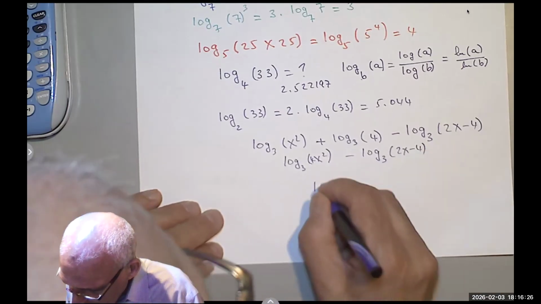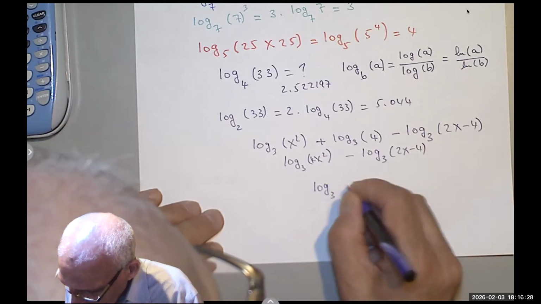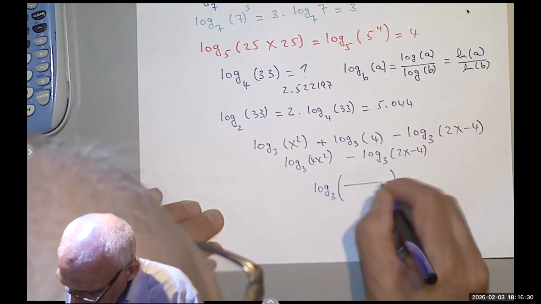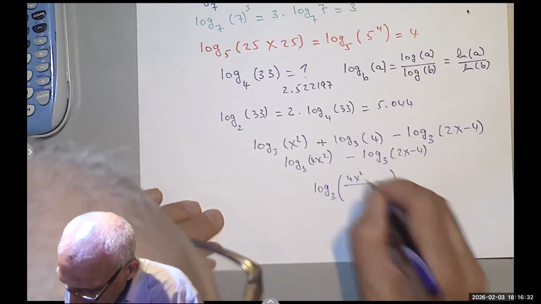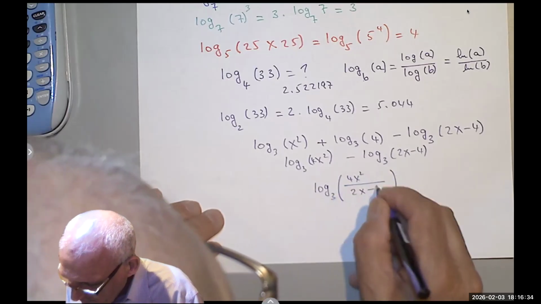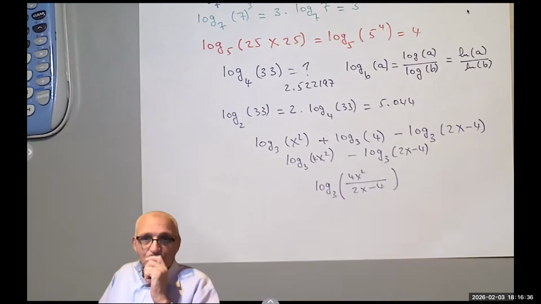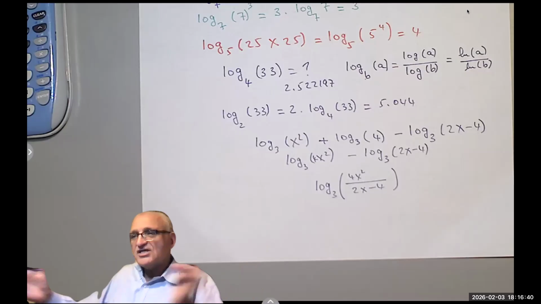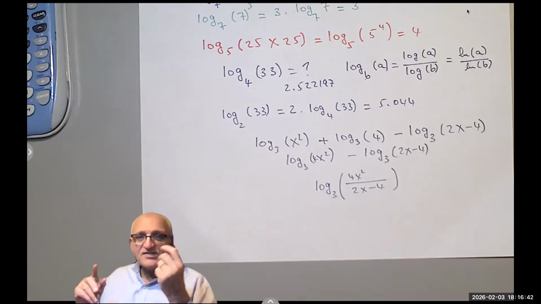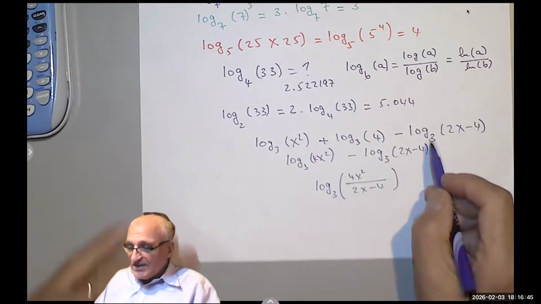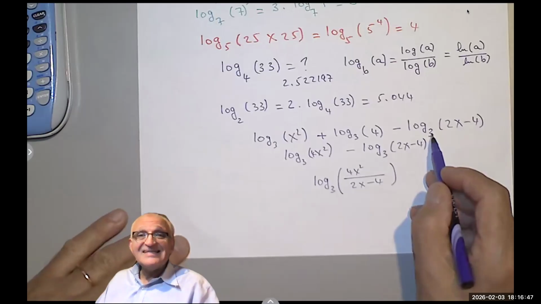The third step would be log to the base 3 of 4x squared over 2x minus 4. And that is the simplification, or not the simplification. Here I combined everything into a single log. And maybe one of them was log to the base 9.